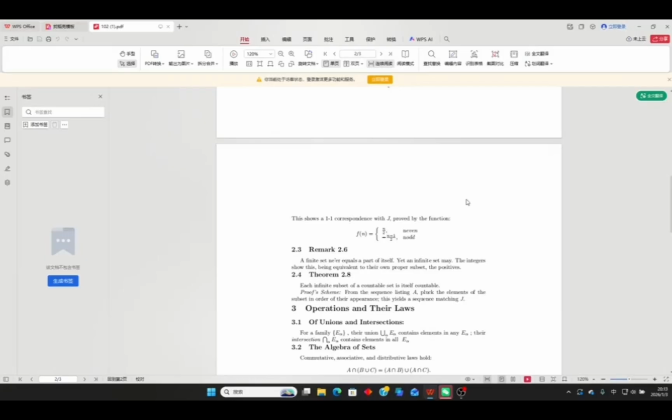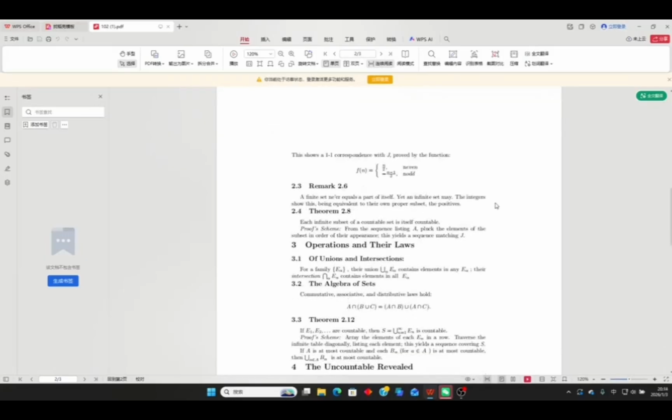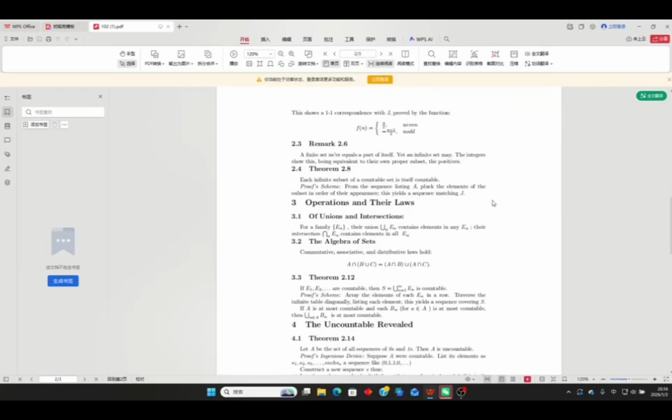Part 3, operations on sets. We can combine sets in two ways: union, all elements from any of the sets, and intersection, only the elements common to all sets. These operations follow rules similar to addition and multiplication, like A and (B or C) equals (A and B) or (A and C). So we have the theorem: if you take a countable number of countable sets, their union is still countable.